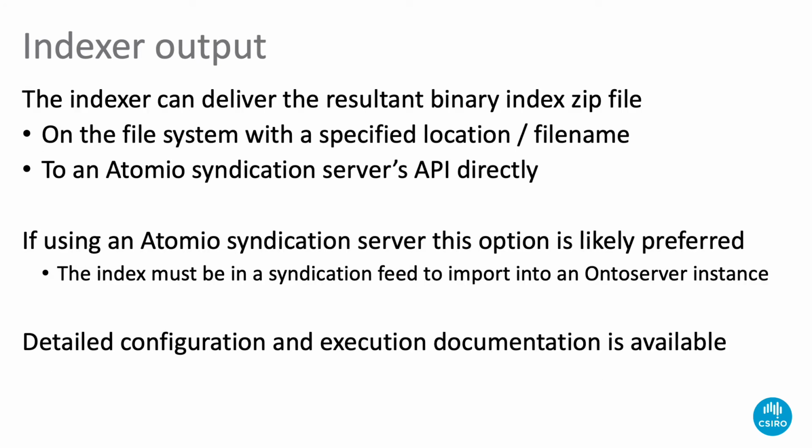The indexer mode can deliver the resultant binary index as a file on the file system with a location and file name specified by input parameters to enable automation, or it can be configured to push the index directly into an Atomio syndication server if one is being used. If an Atomio syndication server is being used, it is likely the best option, as the index will need to be in a conformant Atom feed to be fed into an OntoServer instance anyway, which is covered next.